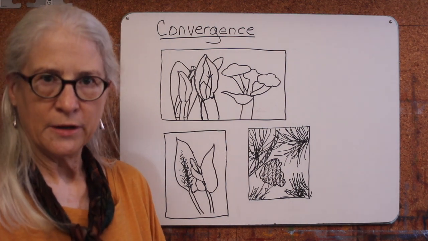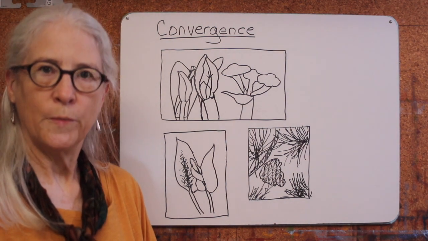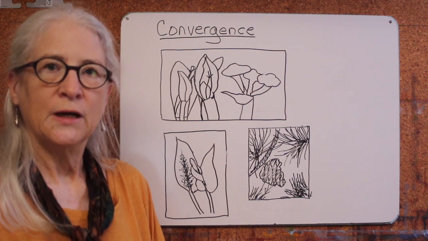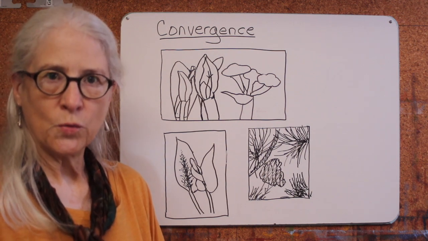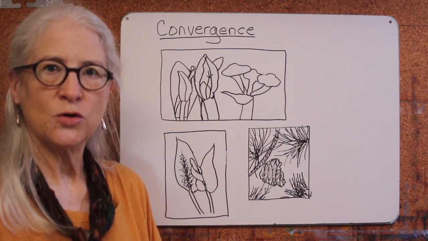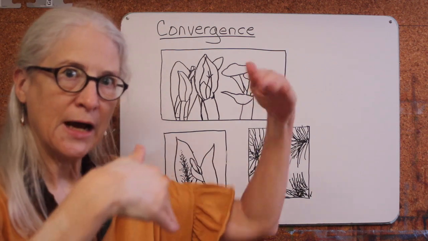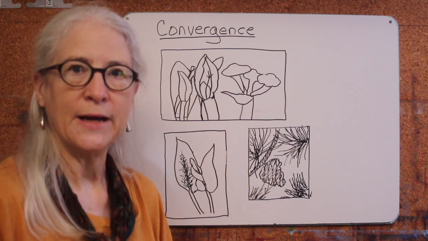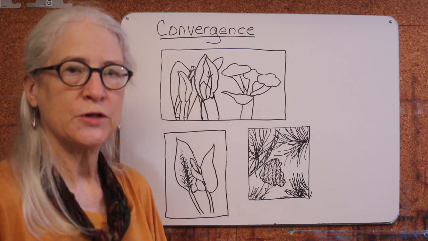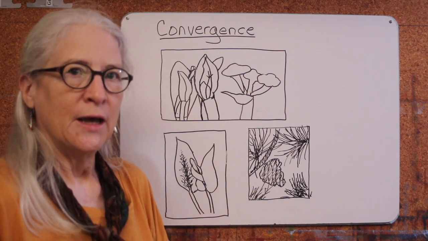Last video was on contrast. This one will be on convergence. Convergence deals with placing your elements in such a way that they literally create these kind of guidelines, directional lines that point towards your center of interest.